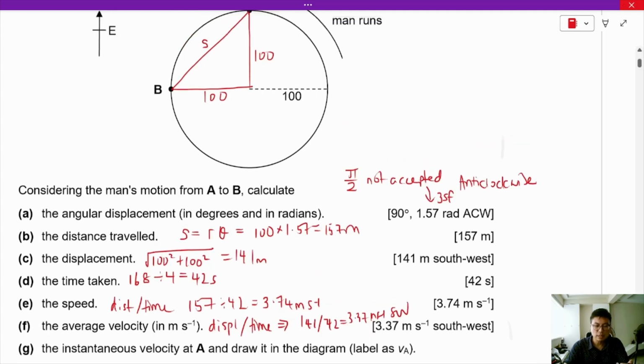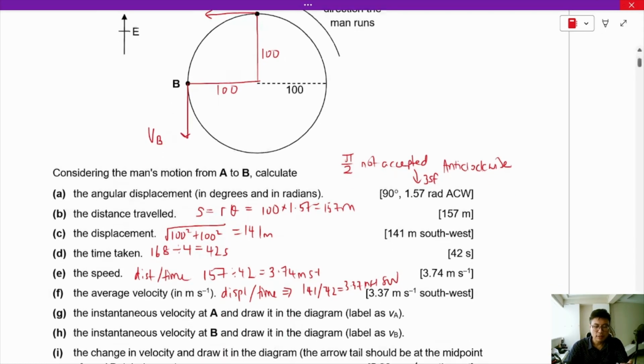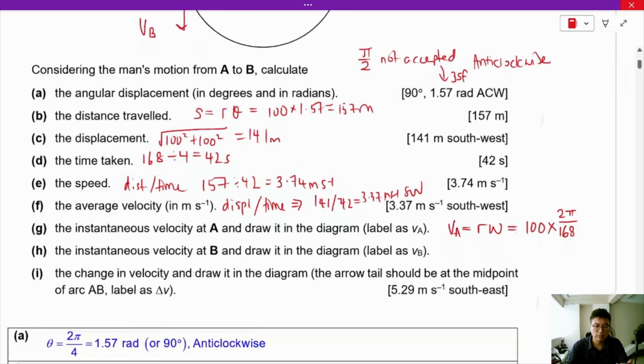What is the instantaneous velocity at A? Let's draw it in the diagram. The instantaneous velocity at A we call VA. What is the instantaneous velocity at B? At B we call it VB. Alright, so the instantaneous velocity VA can be given as the following. VA is equal to R omega. So R omega will be 100 multiplied by 2 pi divided by 168. Okay, so that will be the instantaneous velocity at A.